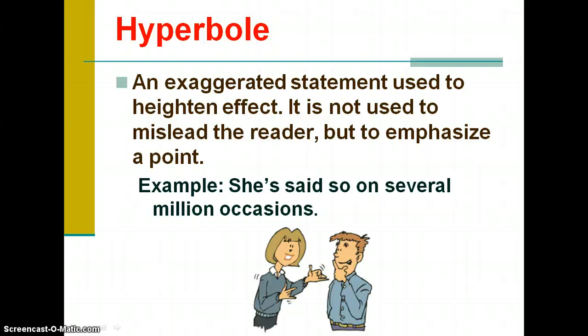Hyperbole. Sometimes people mispronounce it, but the correct way to pronounce it is hyperbole, an exaggerated statement used to heighten effect. It is not used to mislead the reader, but it emphasizes a point. It's over exaggeration, actually. She said so on several million occasions, would be an example. There is no way that she has said that many times, literally. She said it a lot, but not several million. That's just an exaggeration to get a point across.